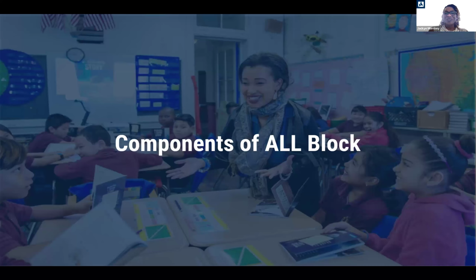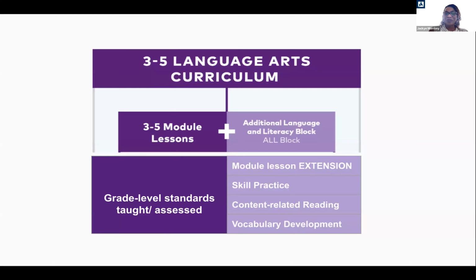So let's talk about the All Block and the particular components that we need to attend to. The first thing that we want to make sure that we understand is that the All Block is in addition to what students are learning in their module lesson. So in the module lesson, students are engaging in 60 minutes of content related instruction. This is where their grade level college and career ready standards are being explicitly taught and formally assessed.